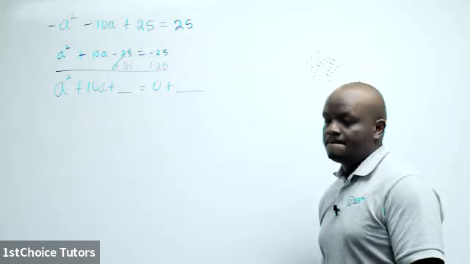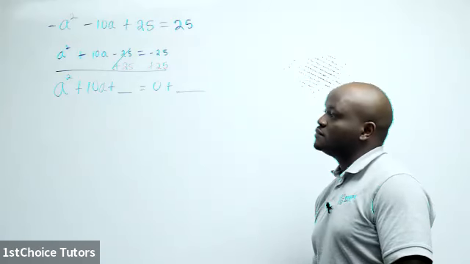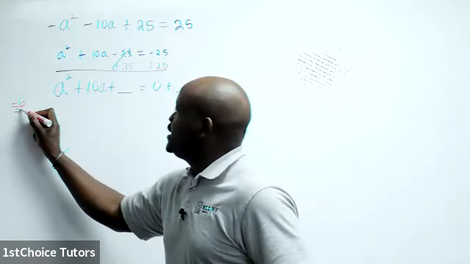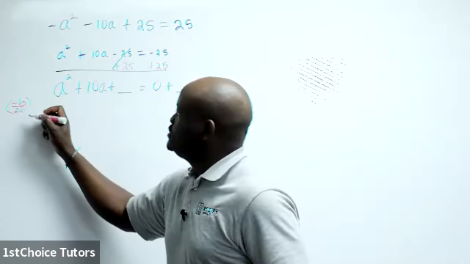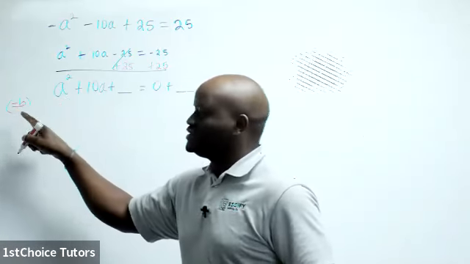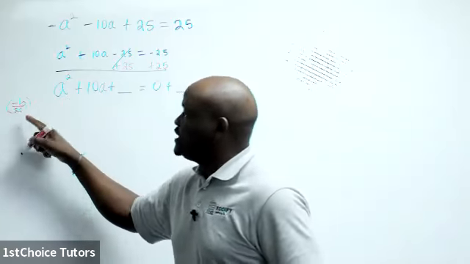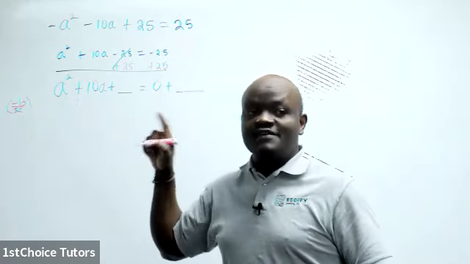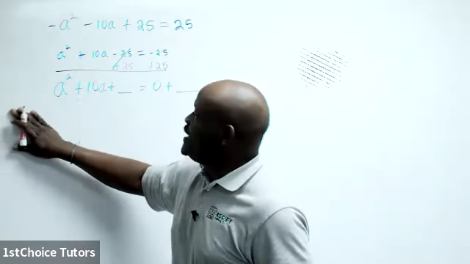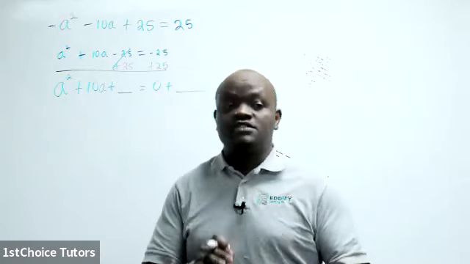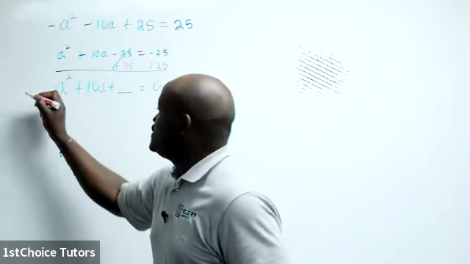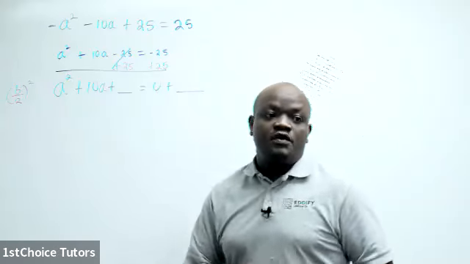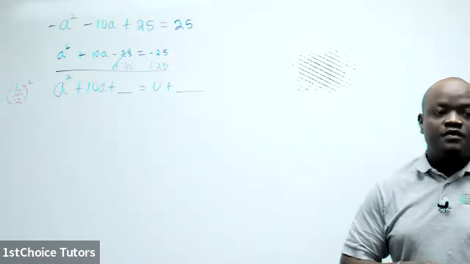Next step for us. Now we do negative b over 2a squared. Wait, I think you're mixing up two ideas. What you just gave me is for finding the vertex. So be very careful. For finding the vertex it's negative b over 2a, and it's not squared. For this one, we want b over 2, squared. That's a point of emphasis. Be very, very mindful of it on the exam.